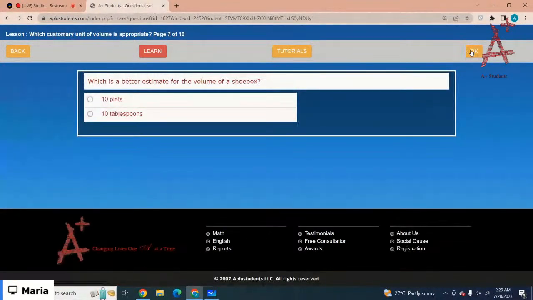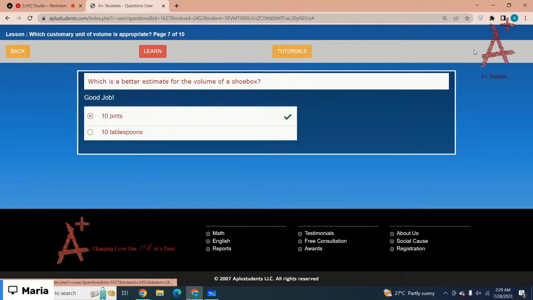Okay, which is a better estimate for the volume of a shoe box? 10 pints or 10 tablespoons? Which is the correct option? The correct option is 10 pints, because 10 tablespoons is too little for a shoe box, right? So that would be 10 pints.